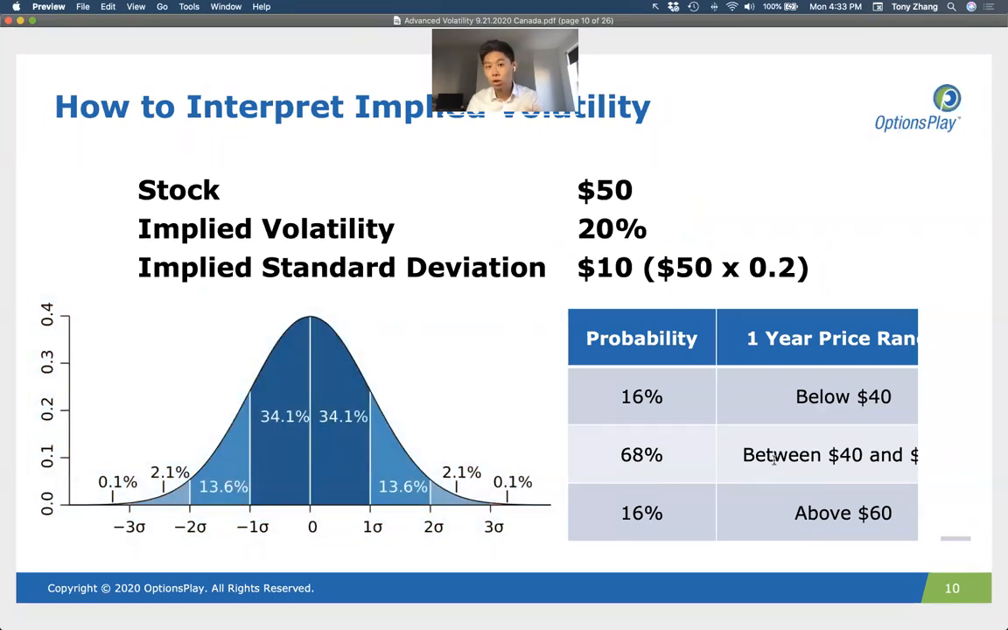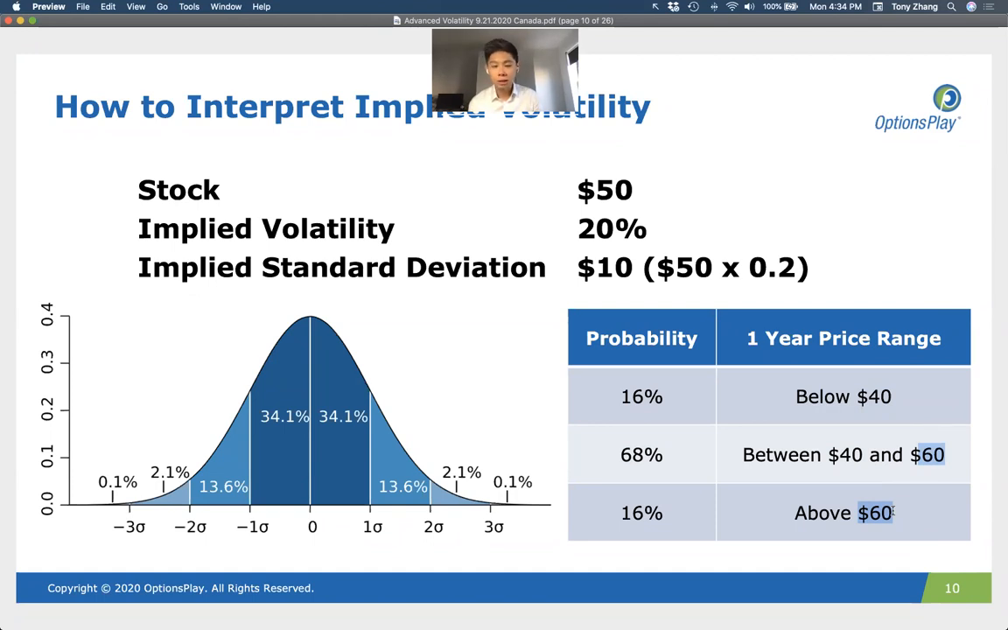So this gives us a better understanding of the probability of the stock being in between certain prices. When we see that the implied volatility is 20%, that means there's a 68% chance that this stock will be between $40 and $60 exactly 1 year from today. There's going to be a 16% chance that the stock will be below 40, or a 16% chance that the stock will be above 60. So that's how we use implied volatility.